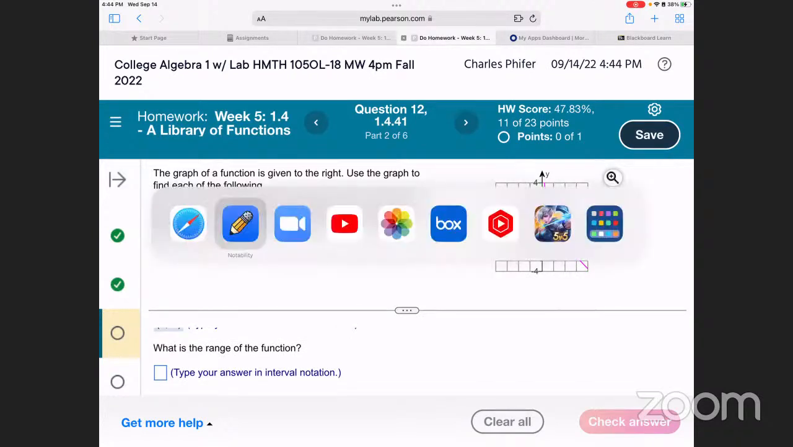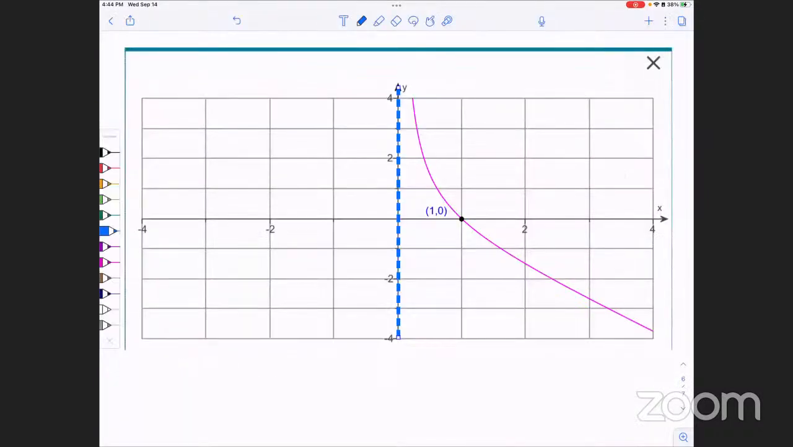Anybody got a favorite color? So we did the domain in blue. Got another favorite color? Just red, I guess. Red. Okay, that's interesting. And so we'll do the range in red.